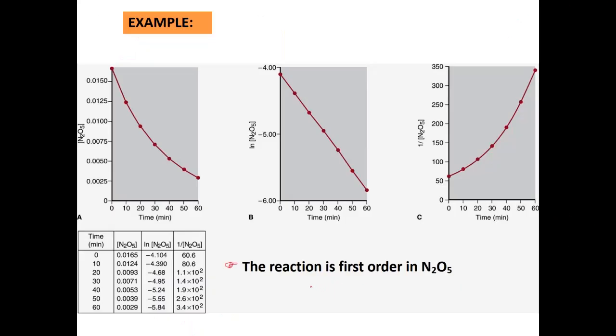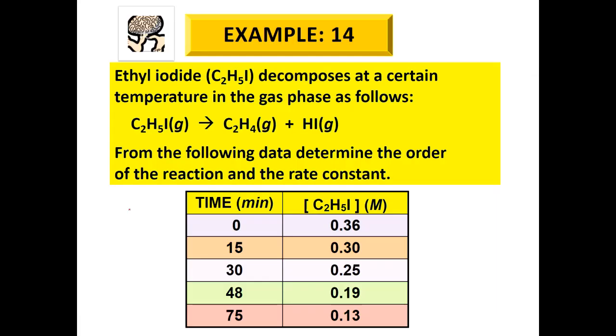This one is the example of a reaction in first order in N2O5. Okay, so we have three types of graph here, A, B, and C. Now we proceed to example 14.